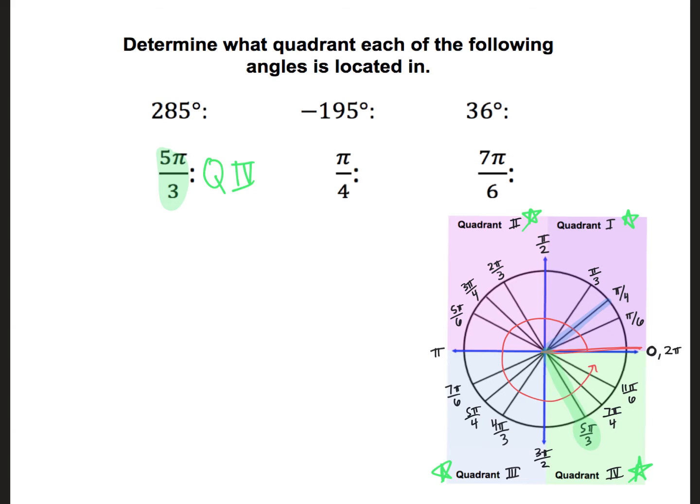My next one we're looking for is pi over 4. Pi over 4 is actually already highlighted blue. It's right here. That is in quadrant 1, so I can use Q1. If you want, you can type the whole thing out, or you can just call it Q1. And then my last one is 7 pi over 6. 7 pi over 6 is right here, and that is in quadrant 3, so Q3.